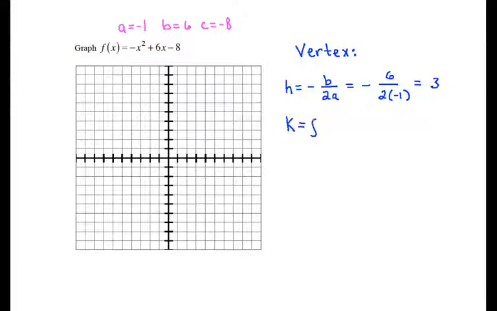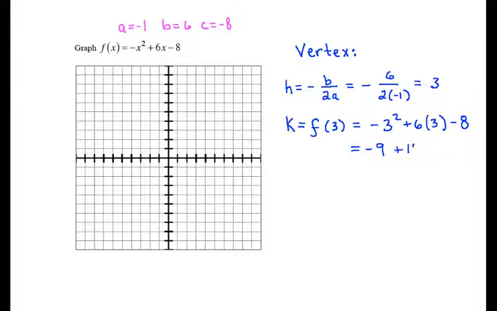For k, I'm going to take f of 3, meaning I'm going to plug 3 in for the input variable to the function. This becomes minus 3 squared plus 6 times 3 minus 8, which is negative 9. Note that's not the same as negative 3 quantity squared, which is where you would square the sign. In this case, the 3 gets squared, but the minus sign does not, because it's not all in parentheses. So make sure you're distinguishing between those two cases.